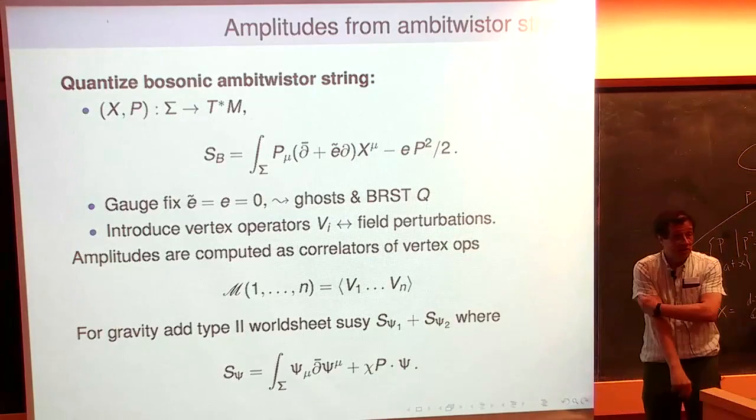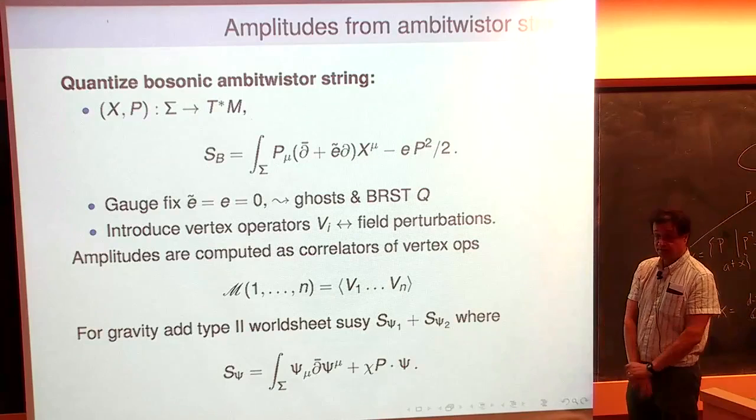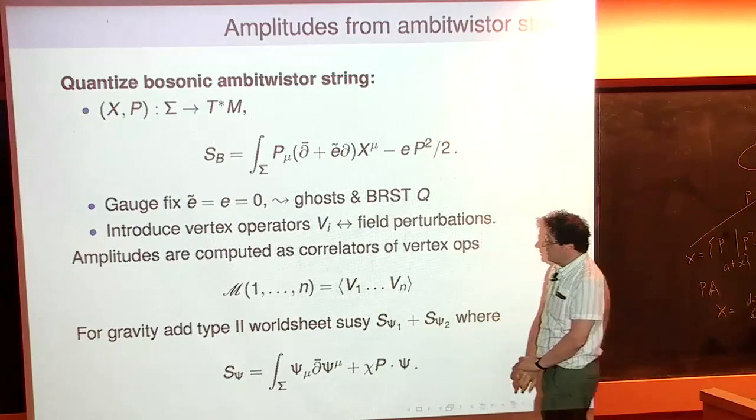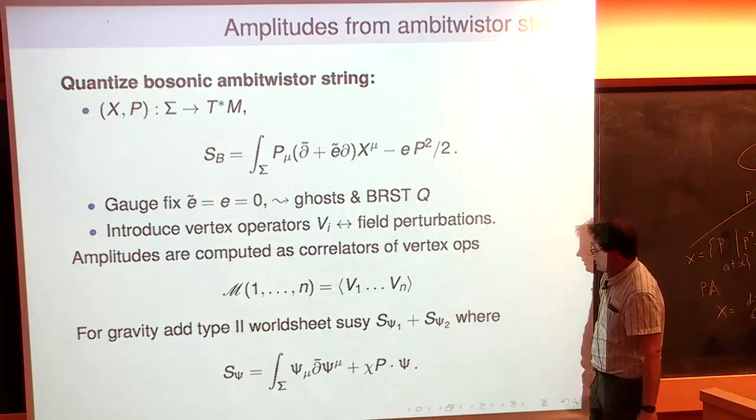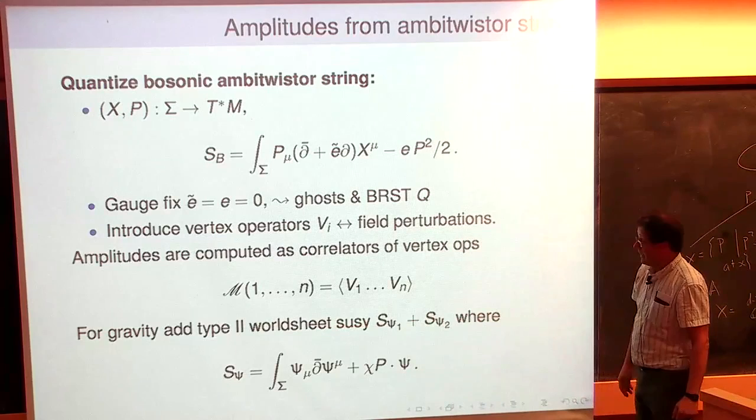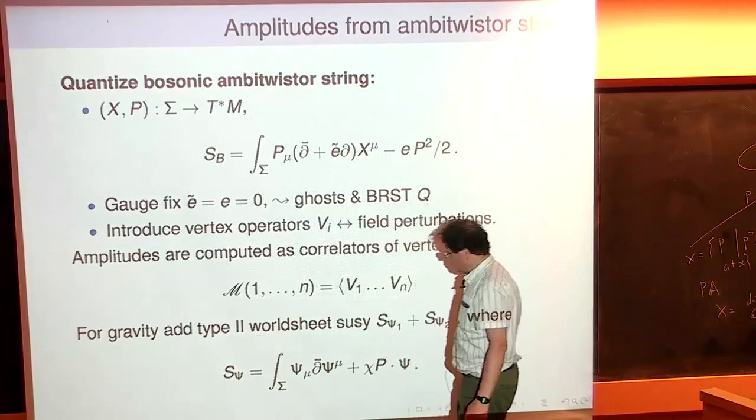So I'm not going to give you the full calculations of all of that, but this is just the general strategy. And the sort of thing that you have to do to make contact with amplitudes you might be interested in is to include various amounts of world sheet matter. So if you just want to do gravity, it'll end up being type 2 supergravity. We had to add some world sheet supersymmetry.